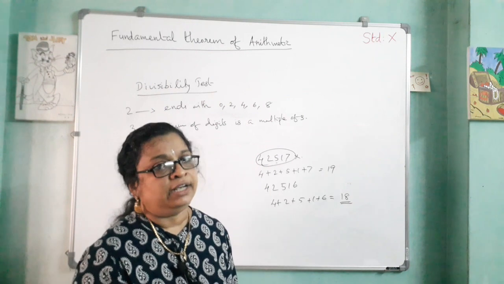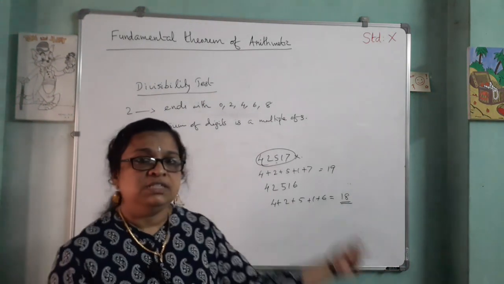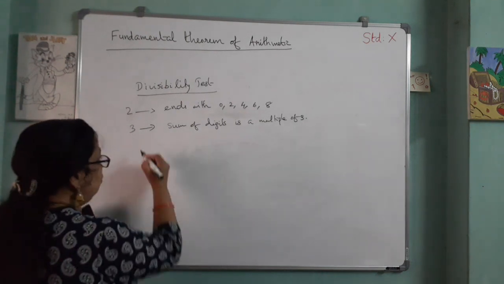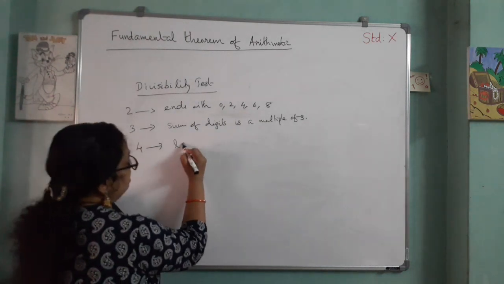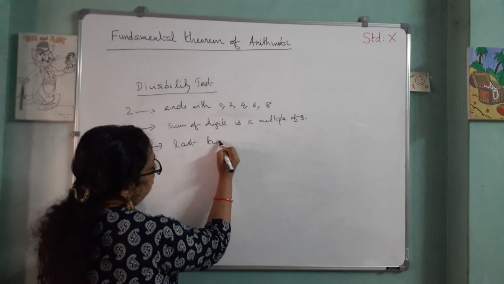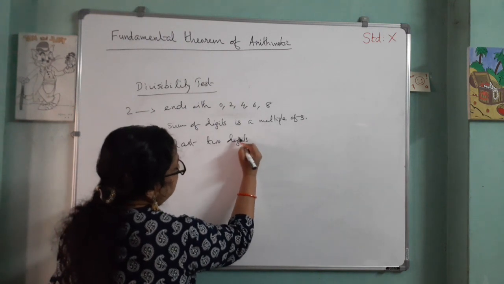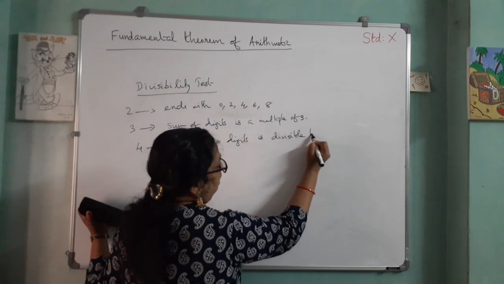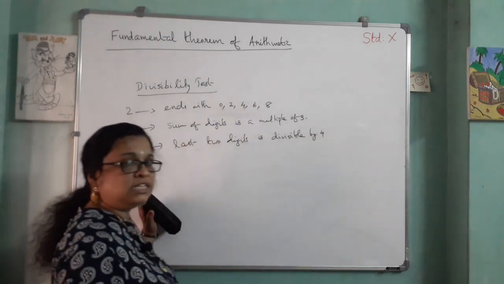That is, 3 is a factor of 18. So, this is the divisibility test of 3. That also we know. Then, divisibility test of 4. That is, the last 2 digits. If the last 2 digits are divisible by 4, then the whole number is divisible by 4.